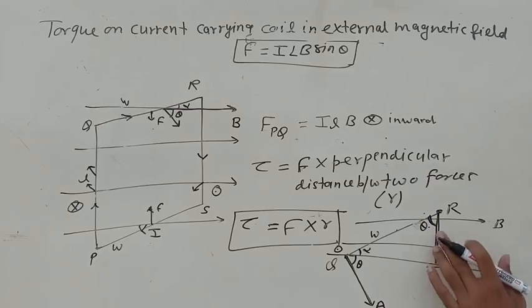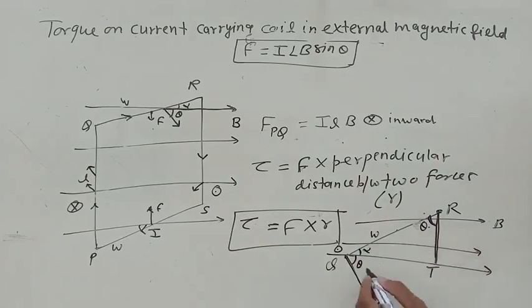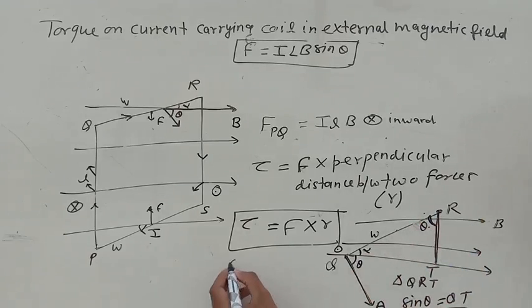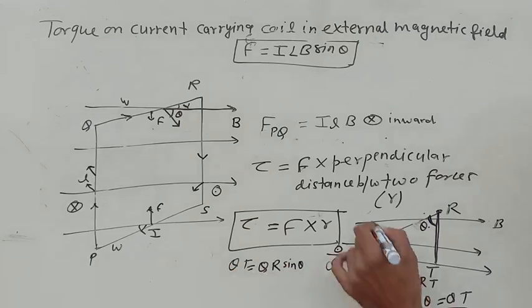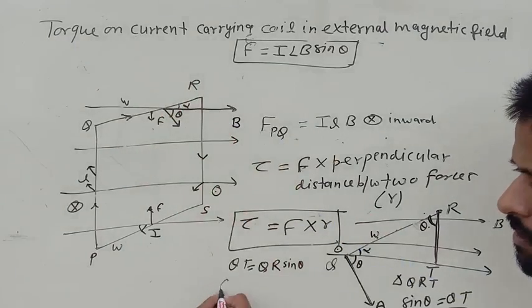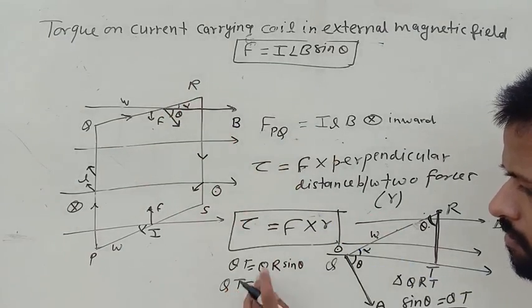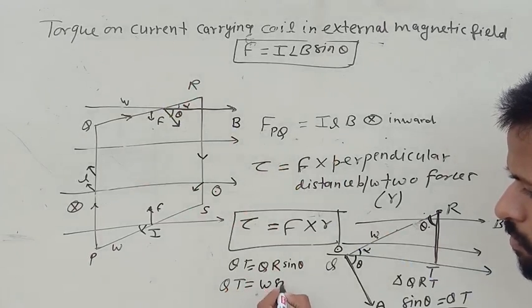Then we can write here from triangle QRT that sin theta is equal to QT upon hypotenuse QR, then QT is equal to QR sin theta, and QR is width, this length, so QT is equal to W sin theta.